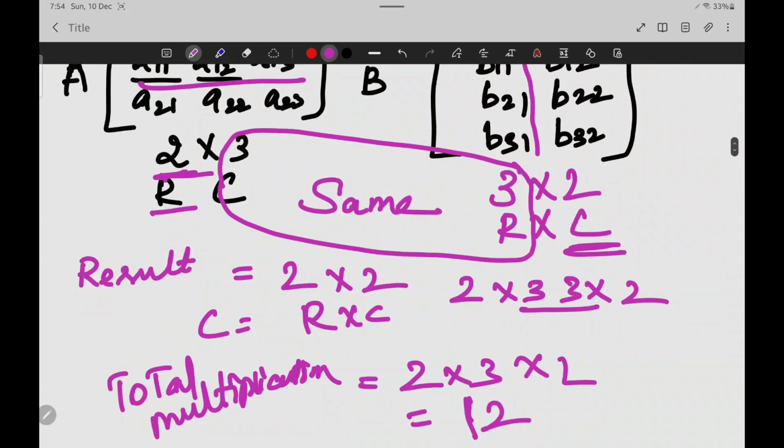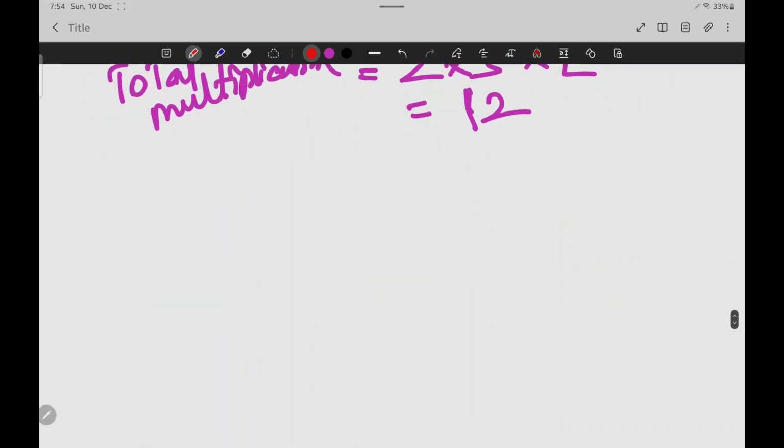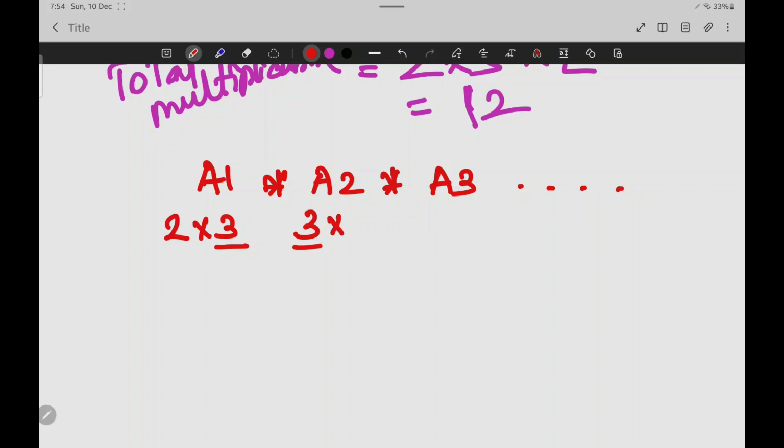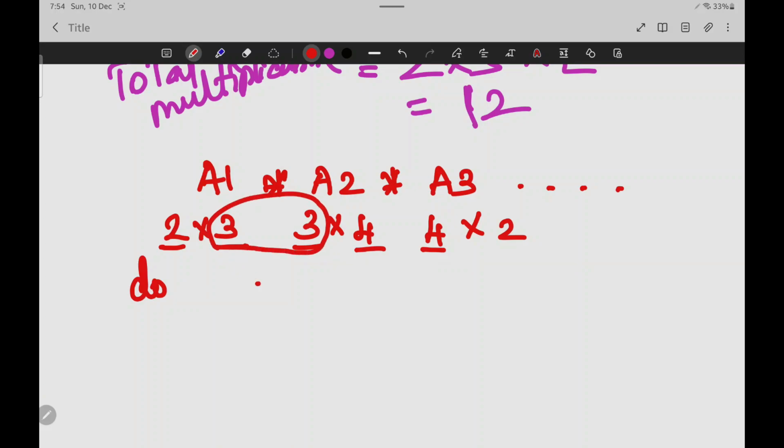What is chained matrix multiplication? Chained matrix multiplication is nothing but taking continuous matrices A1, A2, A3 and so on, and performing the multiplication for these matrices. Suppose we take row comma column, this should be the same as this one. Both of them should be the same, and similarly this 4 and 4 should be the same. We consider this one as D0, these two as D1, this 2 as D2, and this as D3.